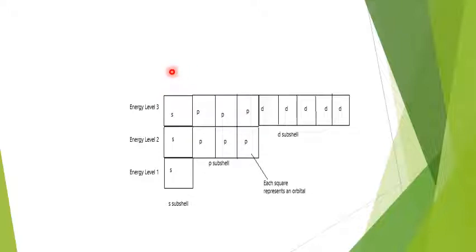This energy level 4 would have an S subshell with one S orbital, a P subshell with 3, a D subshell with 5, and then an F with 7. So this is going to be our model that we're going to drop our electrons in. The electrons can only fit into these squares, and you can only put 2 electrons in each square. The electrons are always going to move towards the bottom, energy level 1, and fill up, move up, fill up.